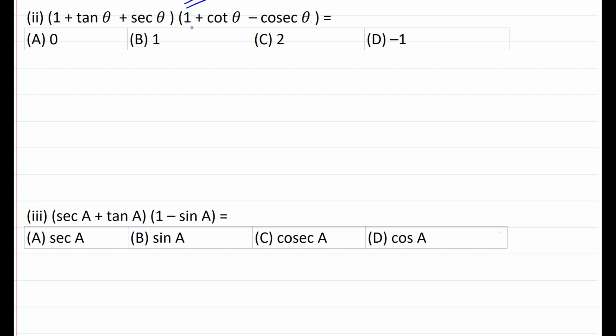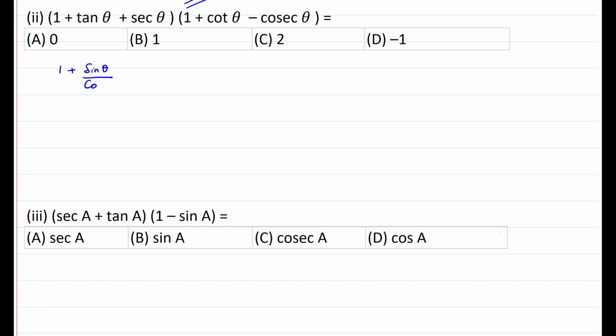Many of the students will try to multiply this with this and this and this, so the answer will go very wrong. I'm not telling you that you're not going to get the answer, you will get the answer, but it is going to take a very long time. Instead of that, the best way to solve such a problem is to reduce the number of ratios from 4 to 3 or 4 to 2. So what we can do is convert this into sin by cos and 1 by cos, and this as cos by sin and 1 by sin, so that we reduce from 4 functions to 2 functions.